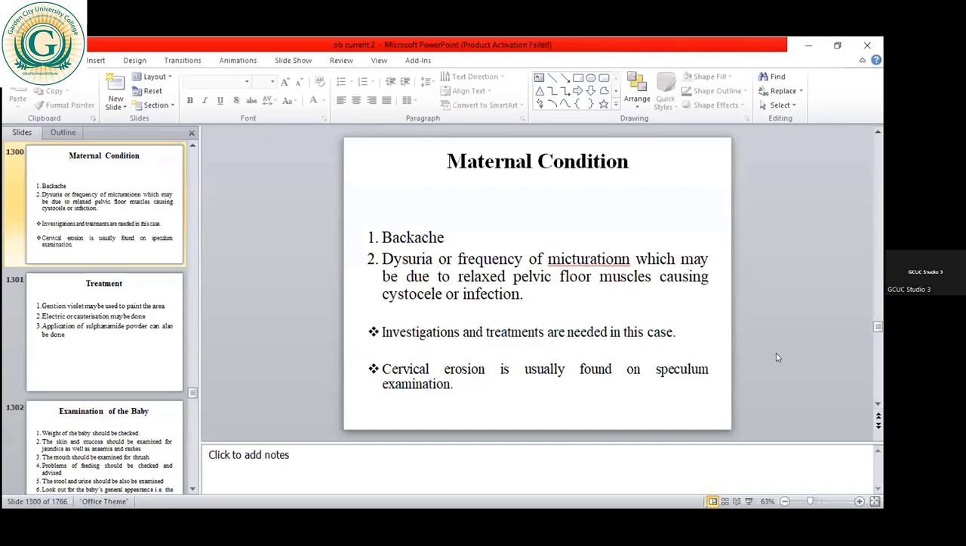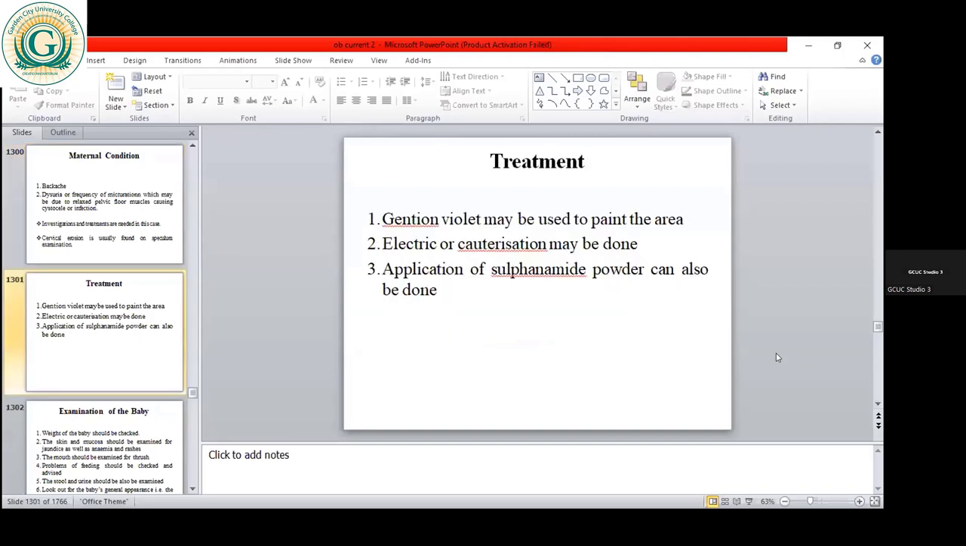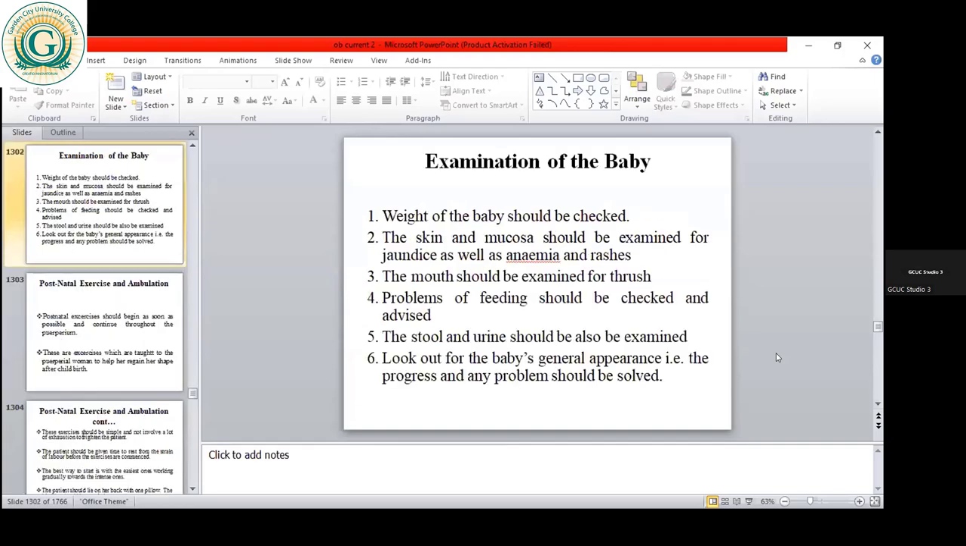If there is cervical erosion, it's usually found by speculum examination. You open up the vagina and you see the external os, and then you see whether the place is red. Treatment should be given, and some pessary can be used. If there's bleeding, then they can use what we call electric cauterization. Then you apply sulfonamide powder on the eroded part of the cervix.